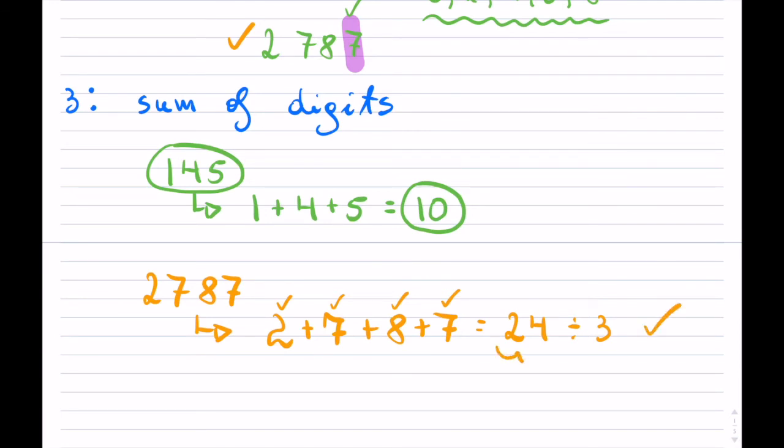Now notice you can also check this sum of digits. 2 plus 4 is equal to 6, and clearly it's divisible by 3. So that's a very nice trick that we have for divisibility checking. All you have to check is if the sum of digits is divisible by 3, then so is the original number.